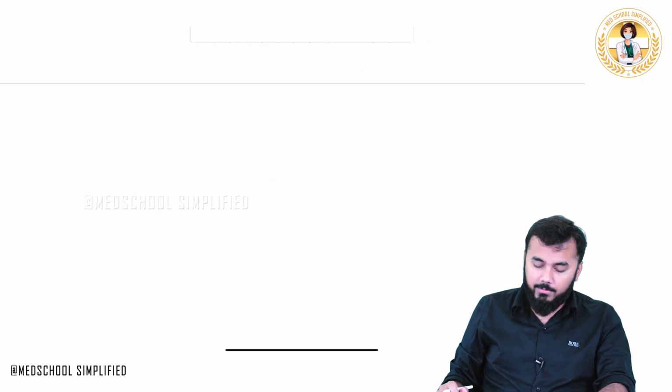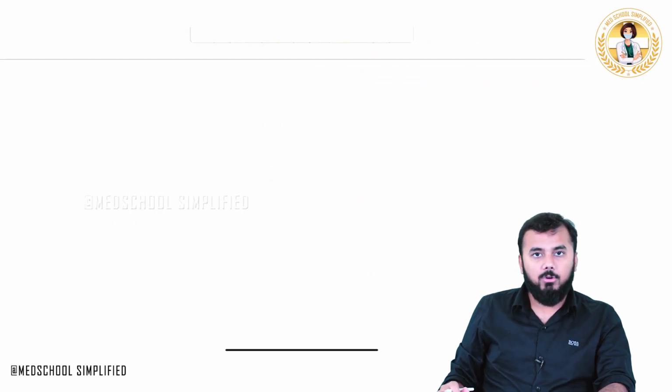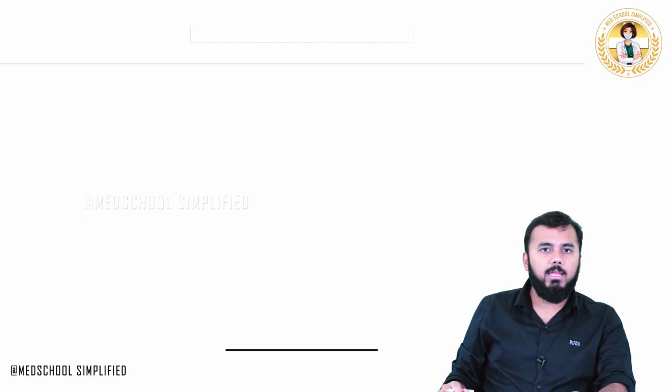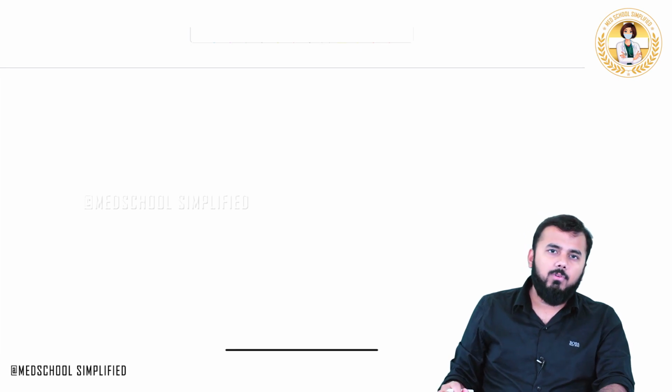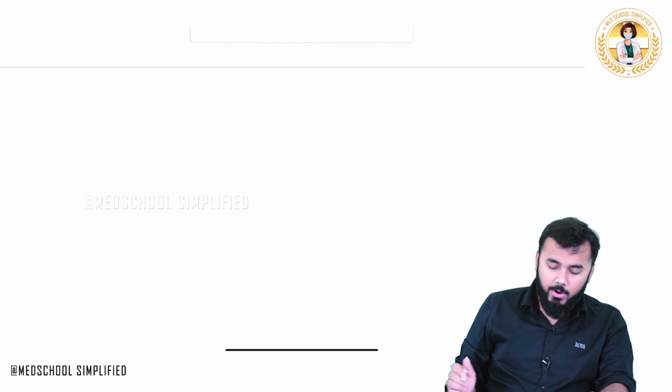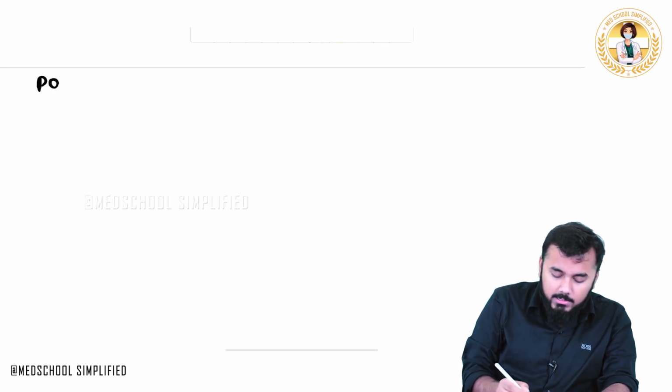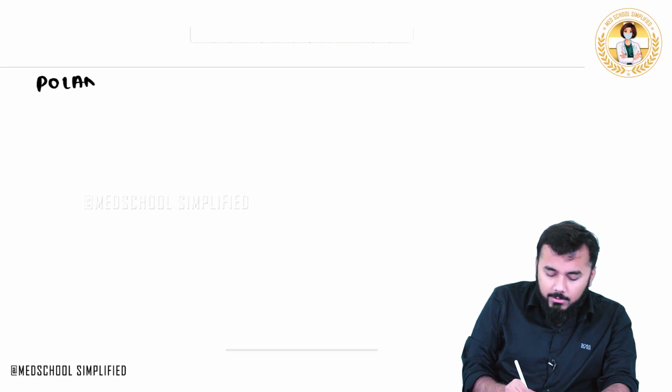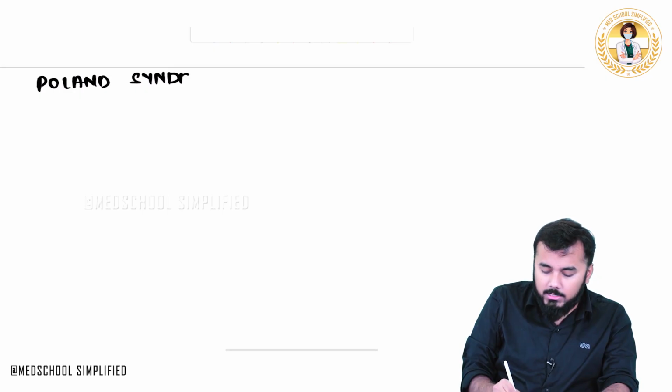Okay. Now apart from this, regarding the pectoral region, we have discussed the muscles, their origins and insertions, their actions, the nerve supply and the clinical part. In the clinical part, we have discussed winging of scapula and partial winging of scapula. Now I am discussing the third clinical point, and that is called Poland syndrome.